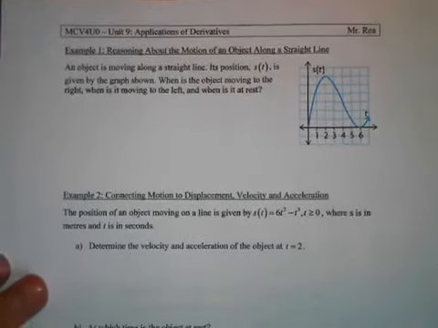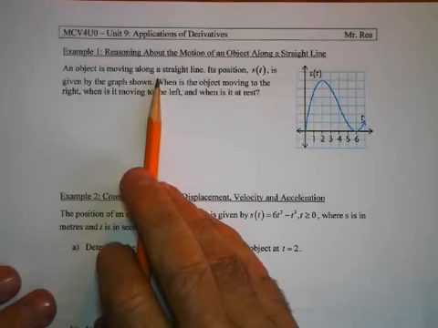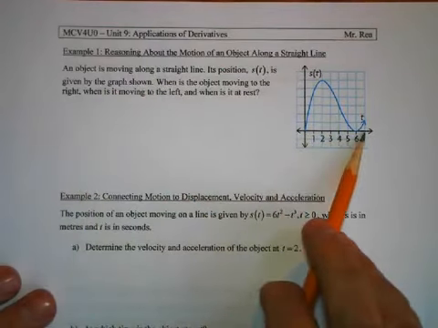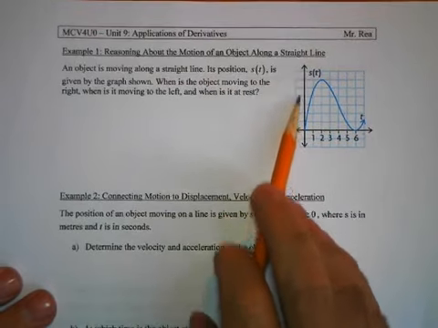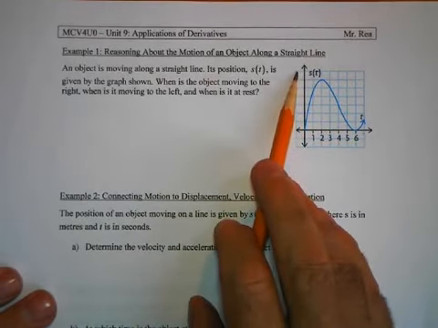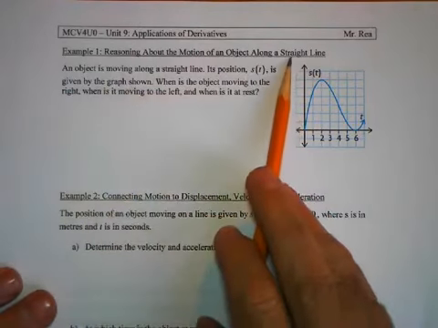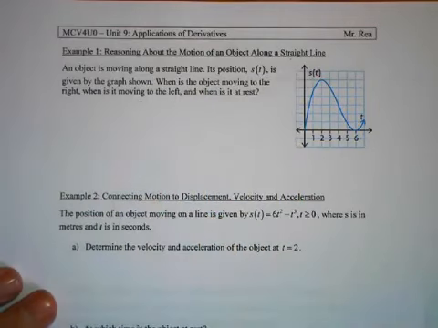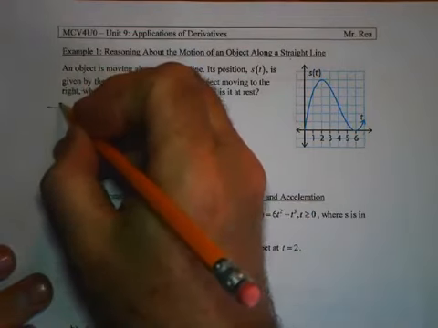So example 1: an object is moving along a straight line. Its position s of t is given by the graph shown. This is the time in seconds, I believe, though it doesn't really say. And this is the position, so this would be moving away from where you are, or moving to the right, in this case because it's talking about left and right along a straight line. When is the object moving to the right, when is it moving to the left, and when is it at rest? Okay, so let's look at these separately.